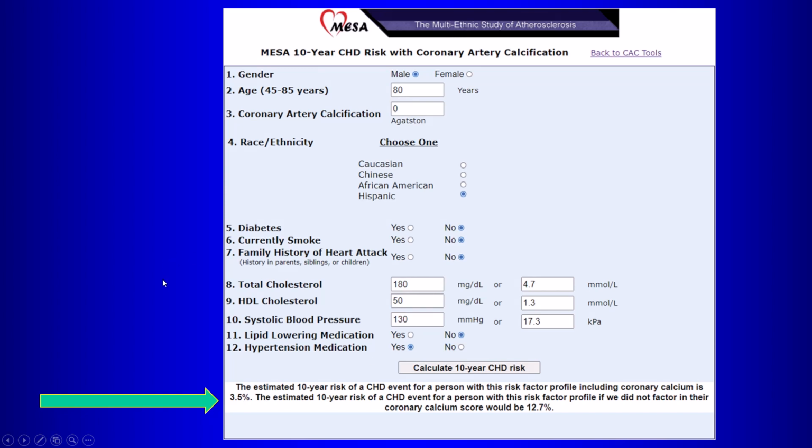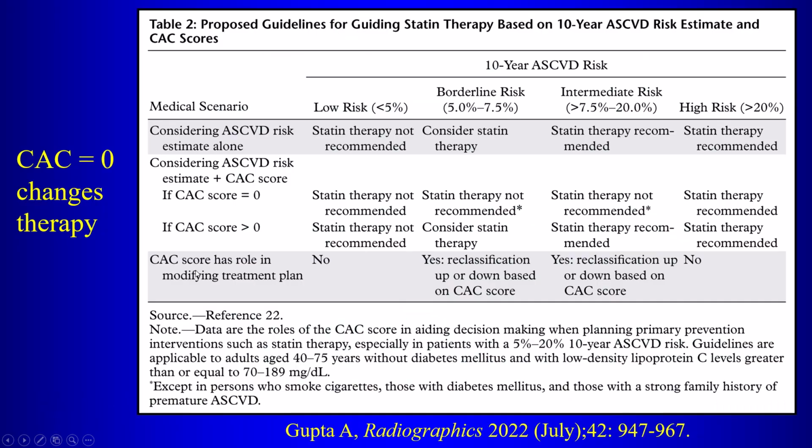So the coronary calcium scoring is a good way of stratifying risk, especially in patients who have intermediate or low risk. So a calcium score of 0 can change therapy, especially in patients who are borderline in terms of their traditional risk factors. Those patients who have a calcium score of 0, statin therapy is not recommended. If the calcium score is greater than 0, then statin therapy can be recommended.